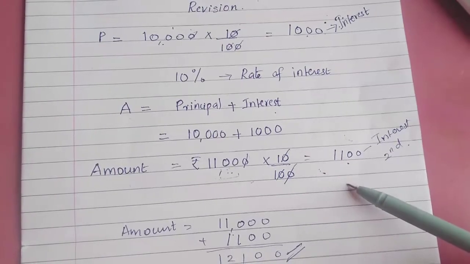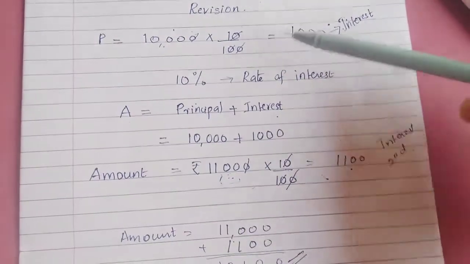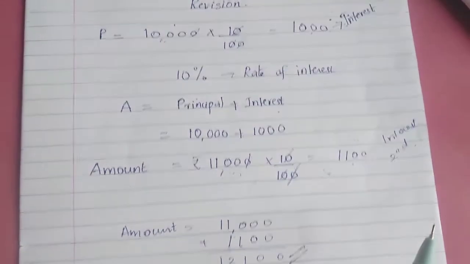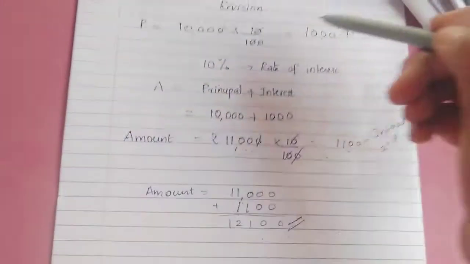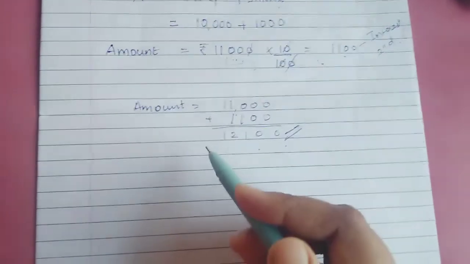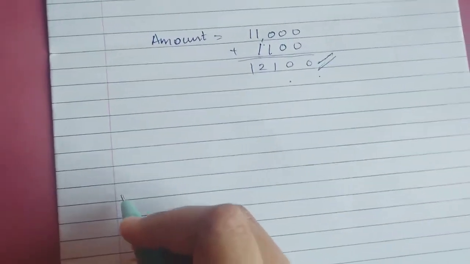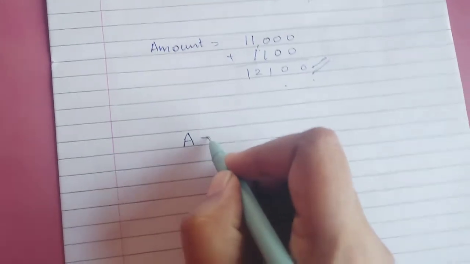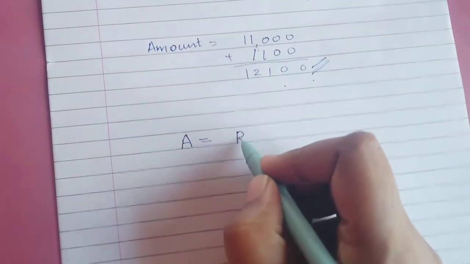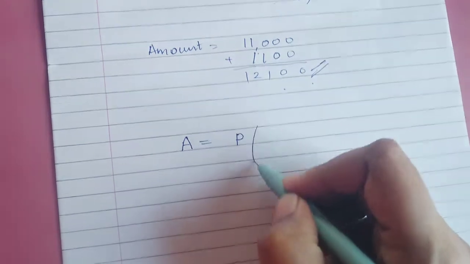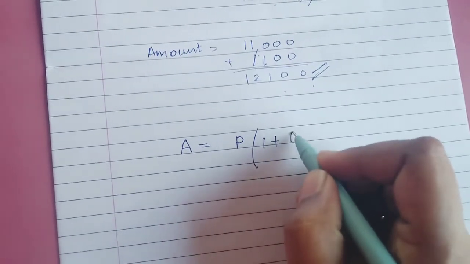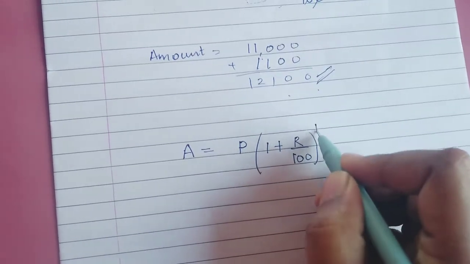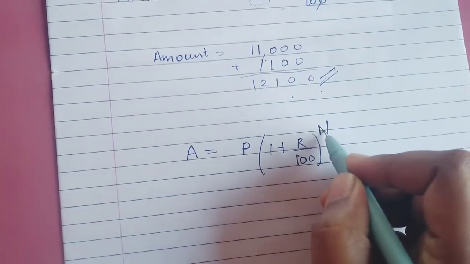Now in this chapter we are not going to find out every year how much it will be. For that there is one easy formula. With the help of that you can avoid all the steps. So what is the formula which you have studied? Amount is equal to P, that stands for principal, into 1 plus rate of interest denoted by letter R upon 100, raised to N. N means number of years.